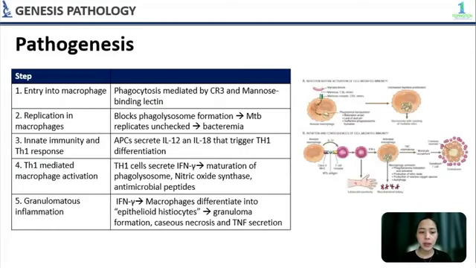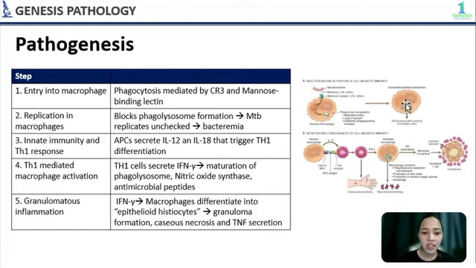Infection by Mycobacterium tuberculosis proceeds in several steps. The first is entry of MTB into your macrophage. They are able to do so because macrophages have these receptors, the CR3 and mannose binding lectin, as seen here in this figure. Second step, once they are already inside the macrophage, they will inhibit the maturation of the phagosome and block the formation of the phagolysosome. Therefore, they replicate within these vesicles protected from the microbicidal mechanism of the lysosomes.